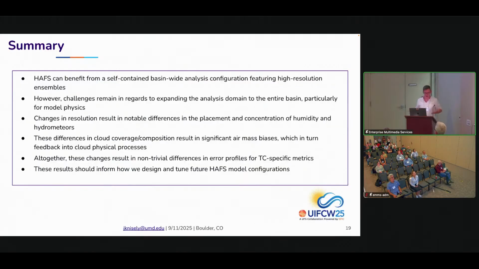All right, and so HAFS can benefit from the self-contained basin-wide analysis configuration. Differences in cloud coverage and composition are resulting in significant air mass biases, and altogether these results should help us inform how we design and tune future HAFS model configurations, especially basin-wide configurations and ensemble DA configurations. Thank you.